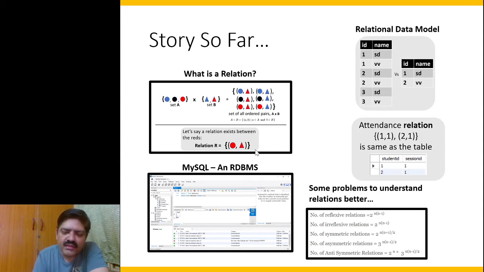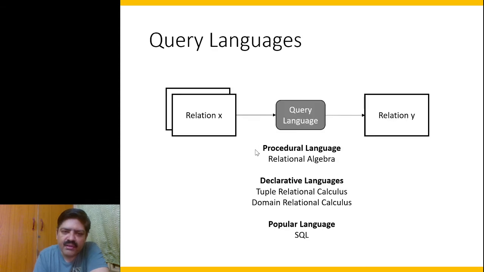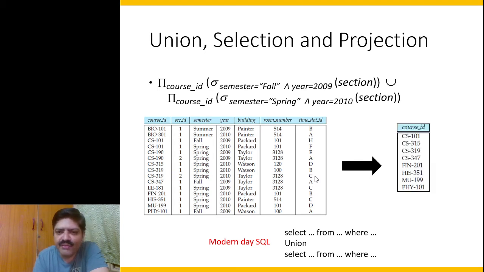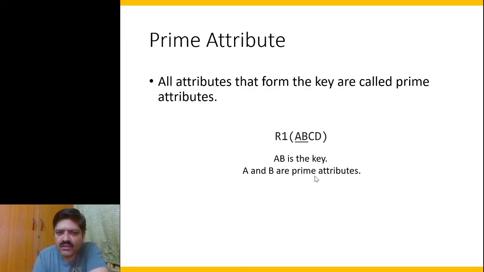So we saw that even querying can happen this way. A query language takes multiple relations as input and gives out one relation as output. As a procedural language example, we looked at relational algebra. Here is an example for relational algebra, and the modern day SQL reflects the basic ideas of relational algebra. So this is what we have seen now, and today we looked at what keys are and what a functional dependency is. So a few more terminologies for you.